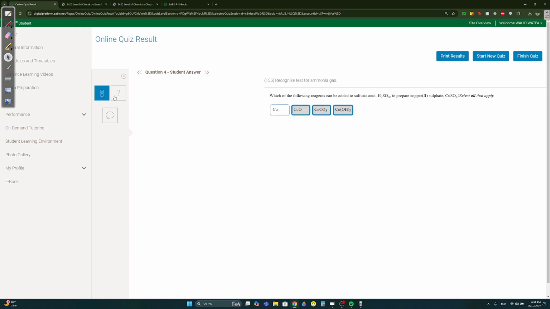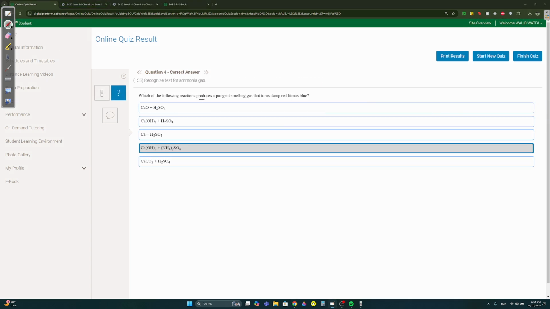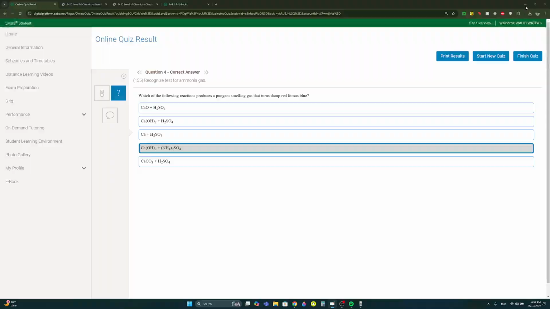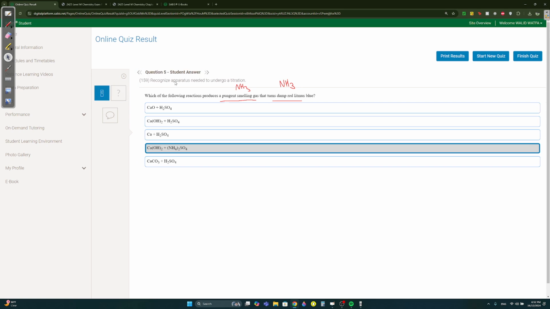Please be careful. Question 4. Which of the following reactions produce a pungent smelling gas that turns damp litmus blue? Pungent smelling gas, NH3. Damp litmus blue, again, it's NH3. What is the only thing I gave you that will get you ammonia? It was this one here: ammonium salt plus base, right? Ammonium salt is anything that has NH4, and the only one here with NH4 is this one. So ammonium sulfate, an ammonium salt, plus a base, calcium hydroxide. Anything that has OH is usually a base. Okay, actually it is always a base.